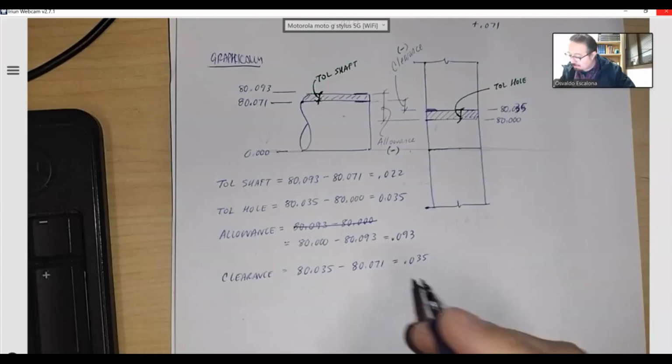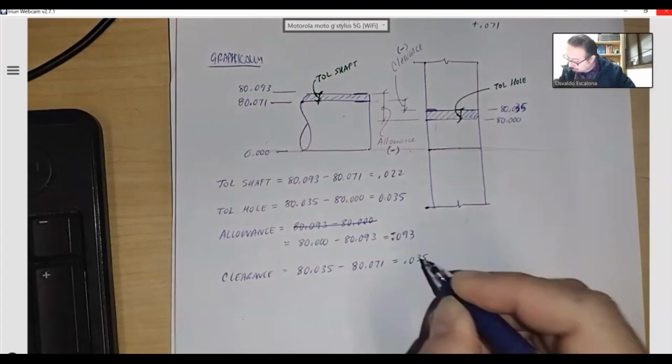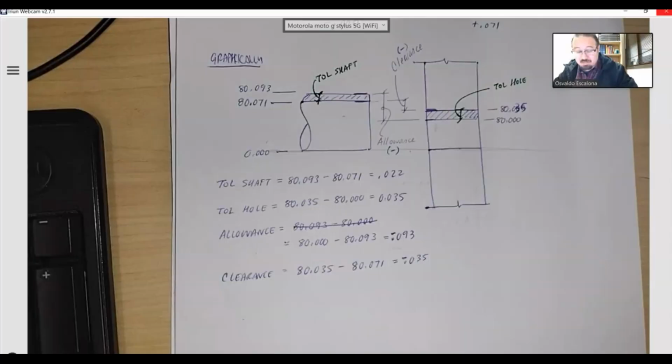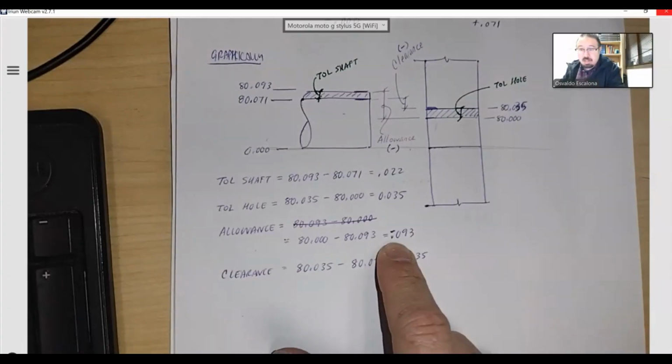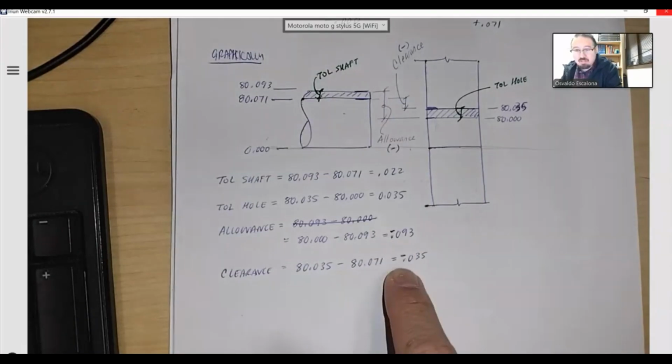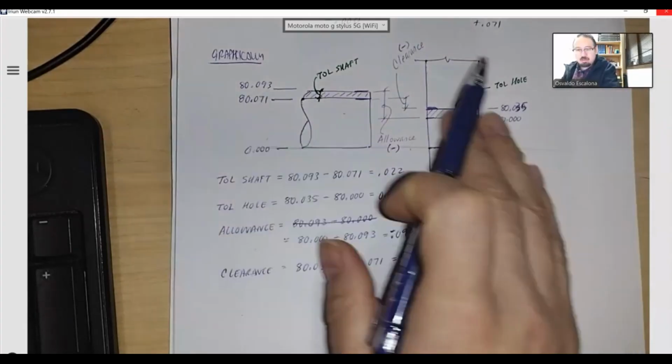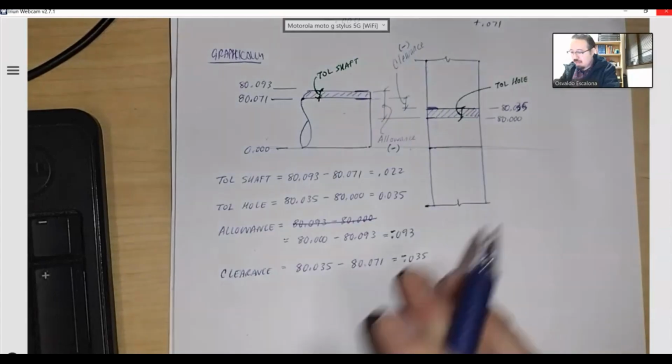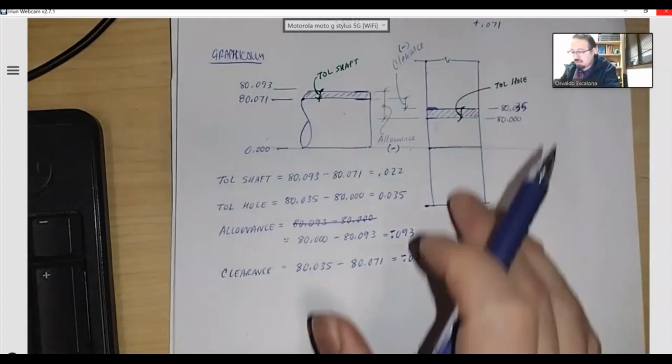And keep in mind that I have a negative allowance, a negative clearance, which is actually not allowing anything. If I were to tell you, you have a negative allowance, you'd be like, oh shoot, negative allowance means things are interfering. Negative clearance means things are interfering. Okay, this is what we call the graphical approach. I did everything by looking at the sketch.